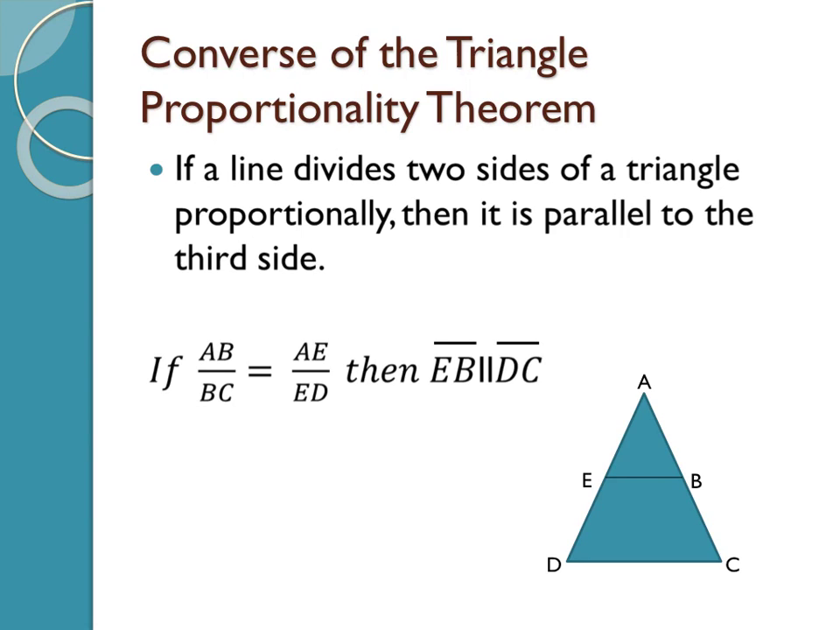So if the sides are proportional, and I've got the angle at the top that's congruent, these two triangles are similar because of side angle side similarity. And if they're similar, then those two angles are congruent, which makes the lines parallel. So it's kind of working through all that for you. So if AB over BC, so I went top right, bottom right, is proportional to top left over bottom left, AE over ED, then these lines are parallel.